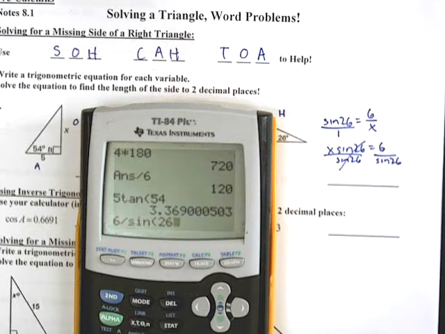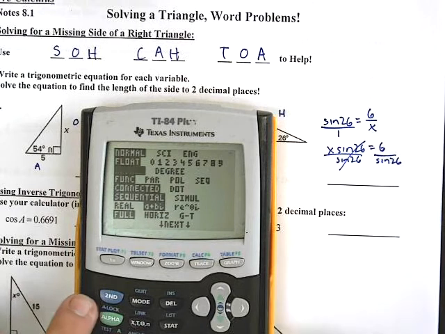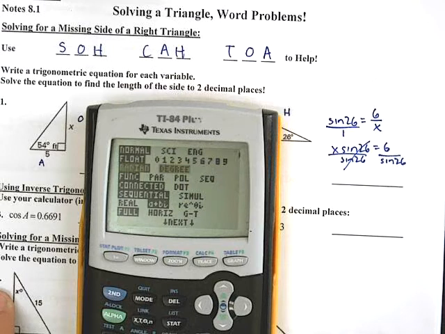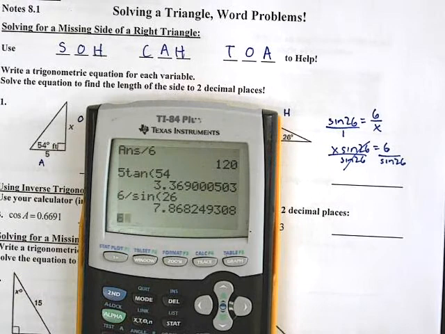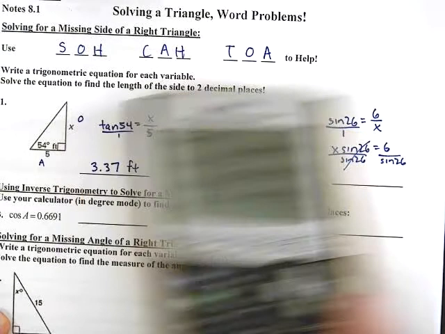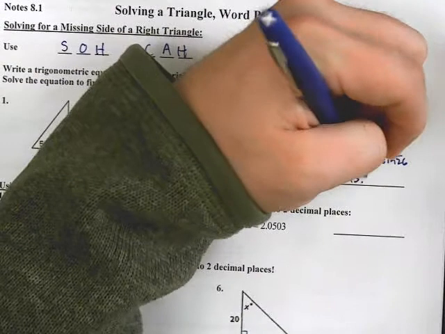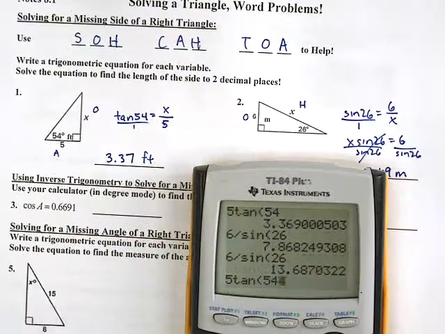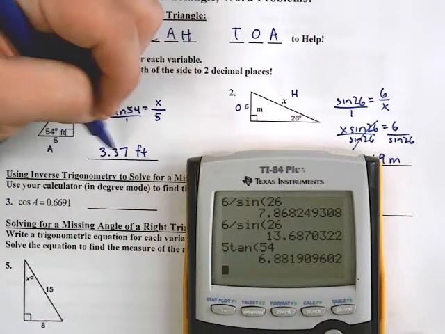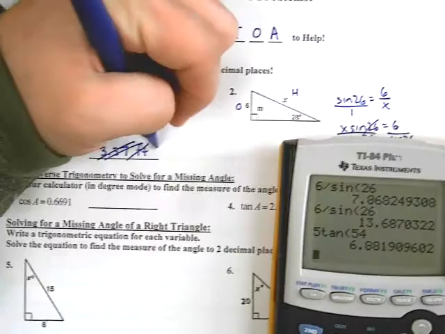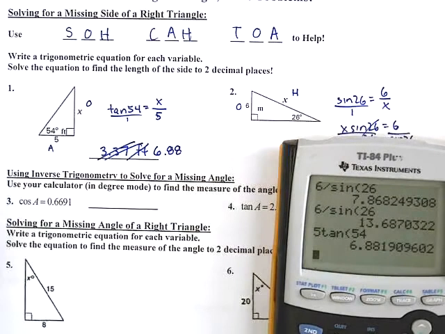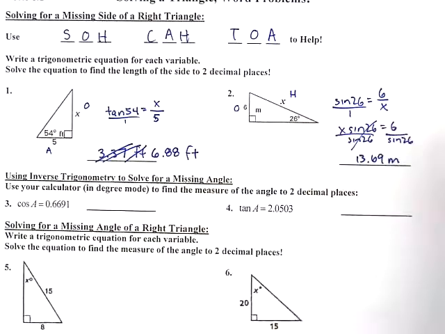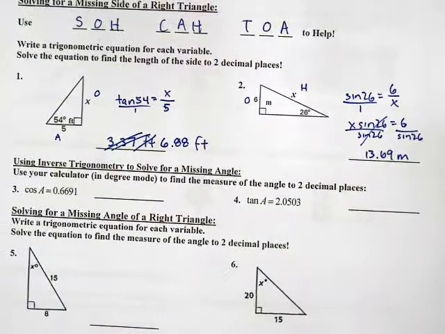So we would come over here, 6 divided by sine 26. Oh crap, now I know that my last one was wrong too. Guys, always check your calculator, make sure you're in degree mode. 6 divided by sine 26, 13.69. These are meters, and then we should go back and redo this one real quick. 5 tan 54 will actually be, and I should have known this just by looking, 6.88 feet. Alright, sorry about that, guys. Now we're in the right mode.